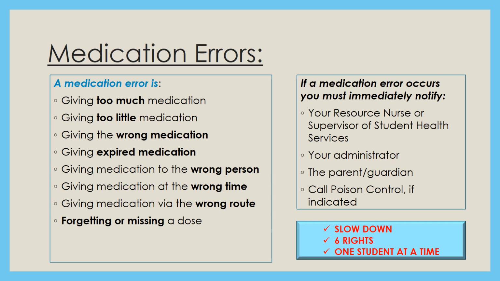If a medication error occurs, you must immediately notify your school resource nurse or supervisor of student health services, your school administrator, the parent or guardian of the student, and call poison control if indicated. Medication errors can be avoided if you slow down, always follow the 6 rights, and provide care for one student at a time.